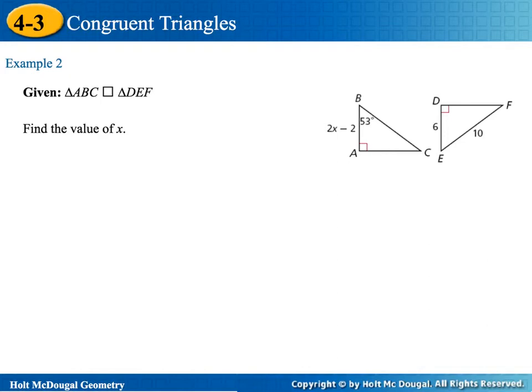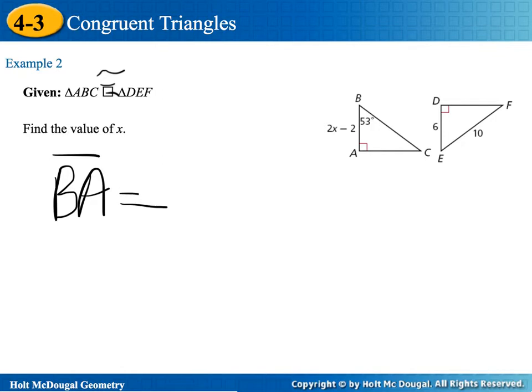Alright, so I'm going to find the value of x, and they know that this is congruent. That's what that box means. ABC is congruent to DEF. So first of all, let me find the x information. X is right here. So BA has my x value. So I'm going to first look at BA.